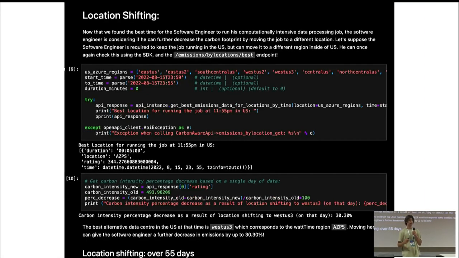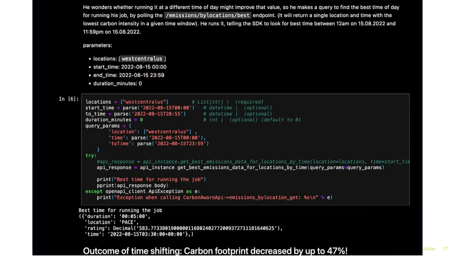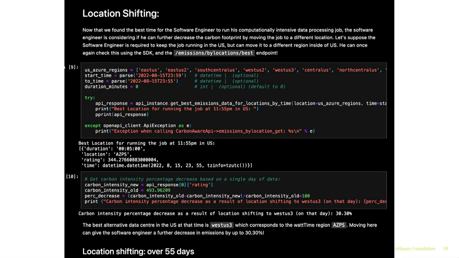And again, if you wanted to actually verify whether this is correct, you probably would want to show this on a wider time window. So you could do this on, let's say, a 55-day period to show how this might change. Similar for location shifting.